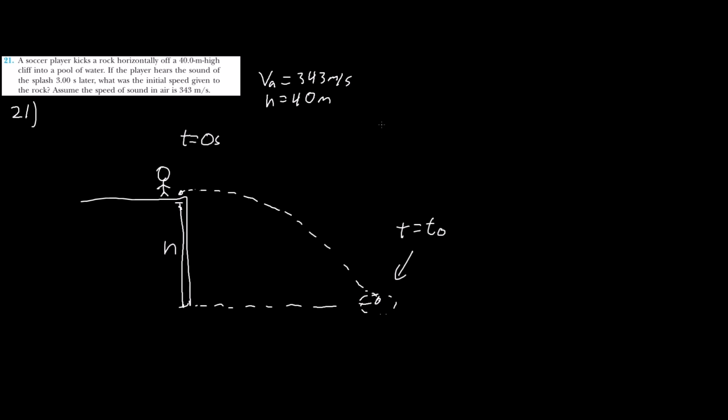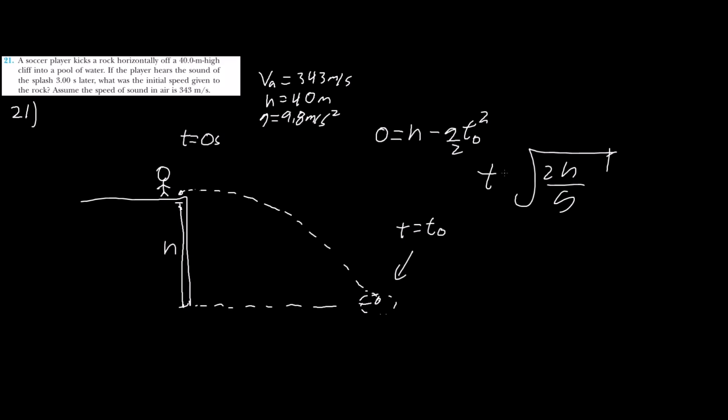The vertical component, when it travels from the initial height, is some initial height plus 0 minus g over 2 times t squared. G is the gravity, of course, 9.8 meters per second squared. That means at t naught the height is 0. Therefore t naught is the square root of 2h divided by g. So we just found the time it takes for the ball to reach the water.